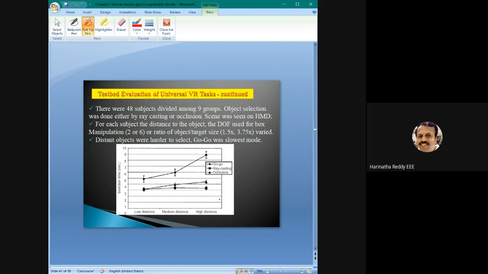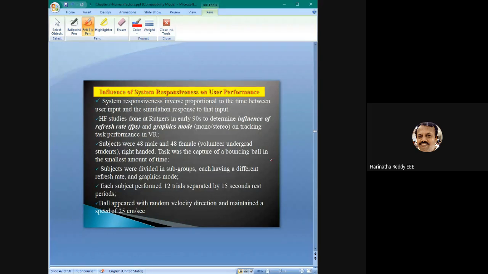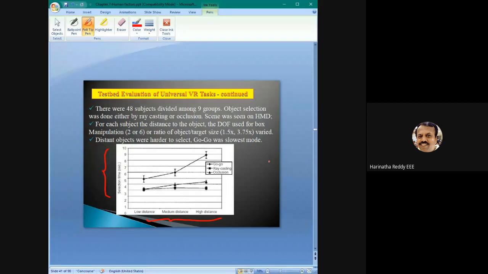Please observe, on the y-axis you take the selection time and on the x-axis the distance. So as the distance is large, the selection time will be very high for the go-go concept and very low for the raycasting concept. So from this experiment, we can say that when the object is very far away, then definitely the go-go concept cannot be used. You need to go for the raycasting concept. Is it clear? That's about the second test bed evaluation.